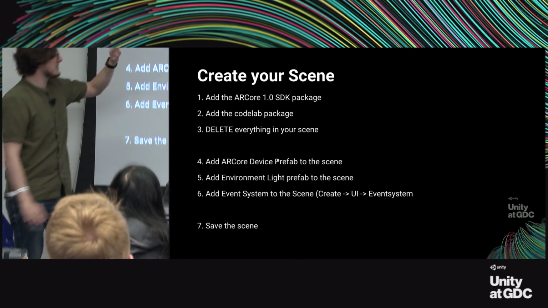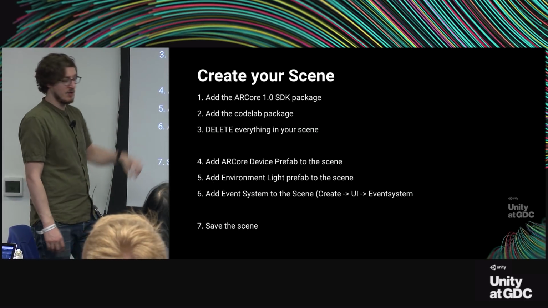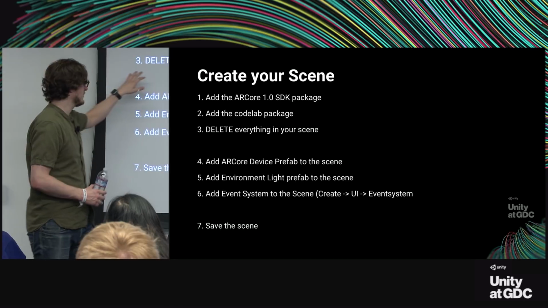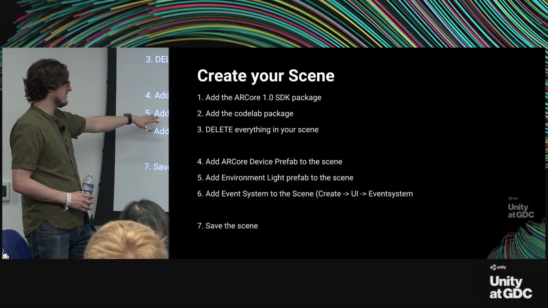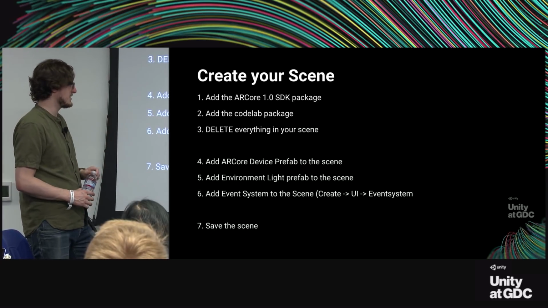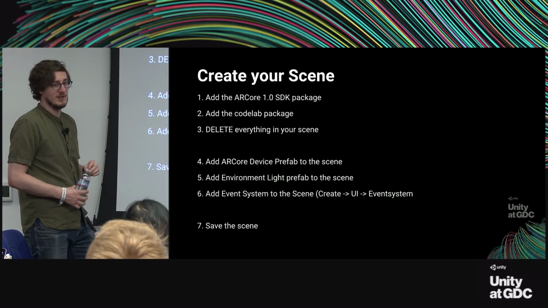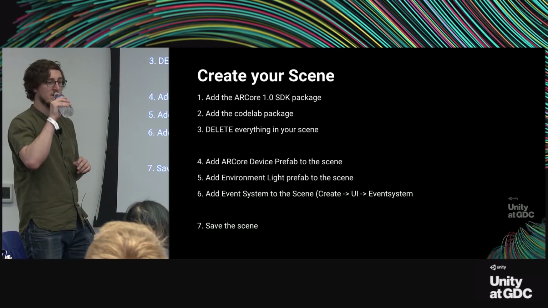So again, for this step, we are adding the ARCore 1.0 SDK. We are adding the Codelab package. We are deleting everything from our scene. We're adding the ARCore device prefab to the scene. We're adding the environmental light prefab to the scene. We're adding the event system. We're saving our scene. The hidden step that I didn't mention is commenting out the food controller code, not the class.